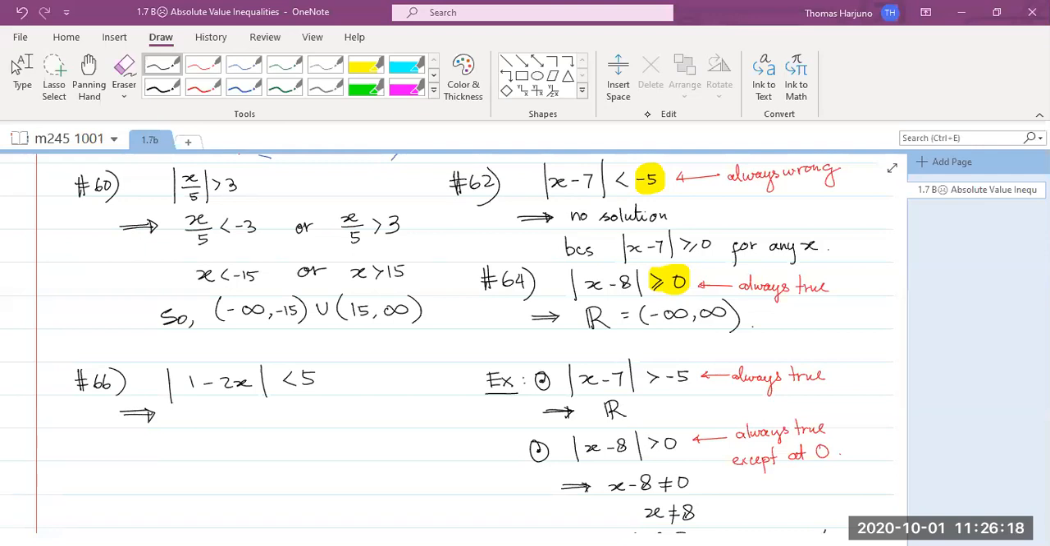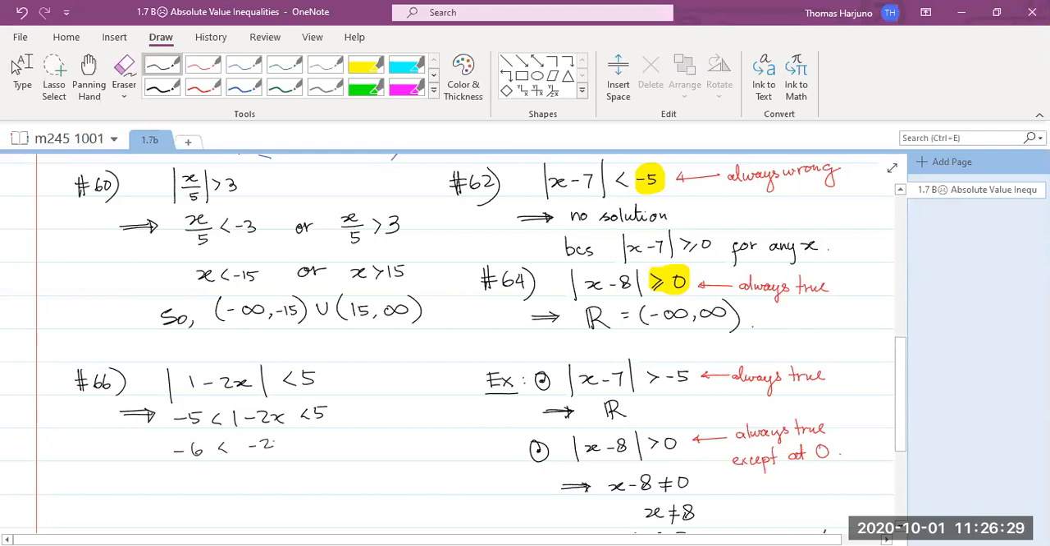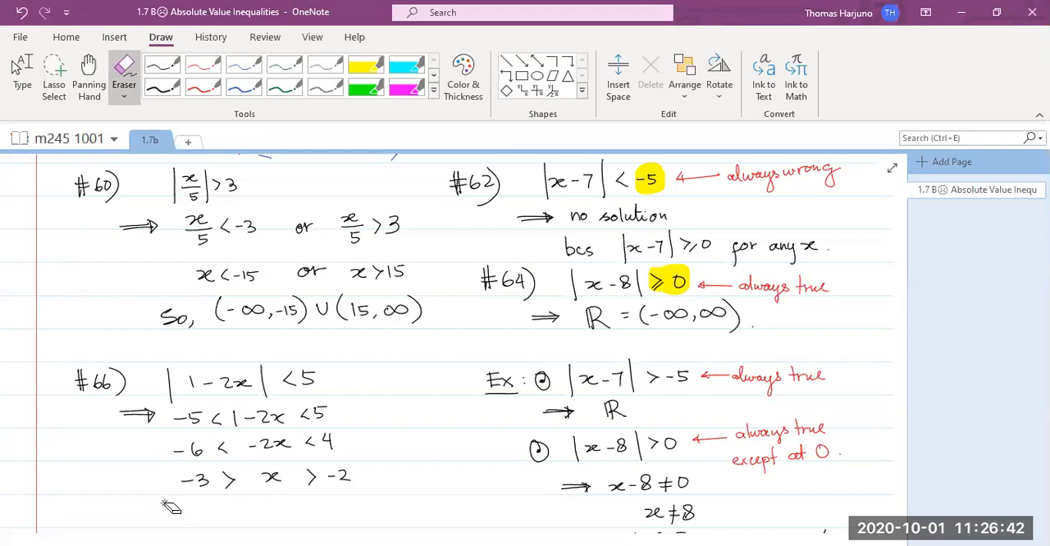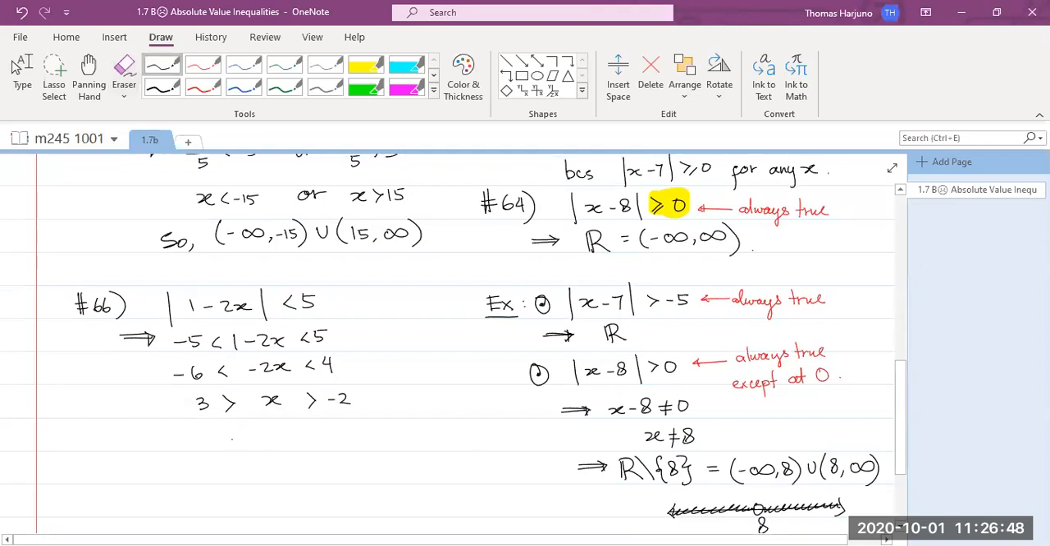So this guy, 1 minus 2x, is between -5 and 5. And then from there, you solve it as usual. -6 less than -2x less than 4. And then I will divide by -2. But because we divide by a negative number, reverse the inequality sign. And so there should be +3. If I write it in the order we're used to, then x is greater than -2 but less than 3. The solution in interval notation will be -2 to 3.